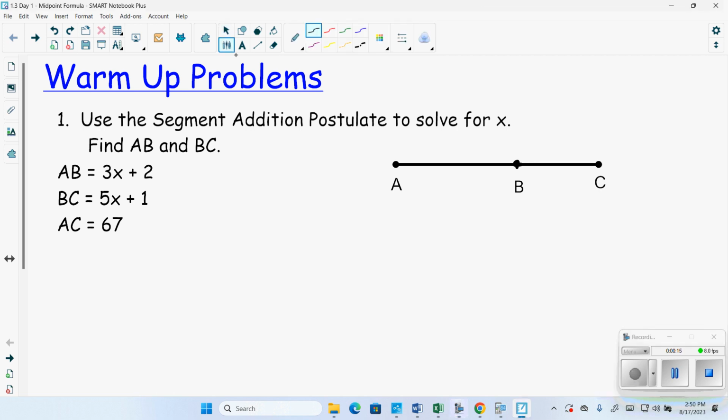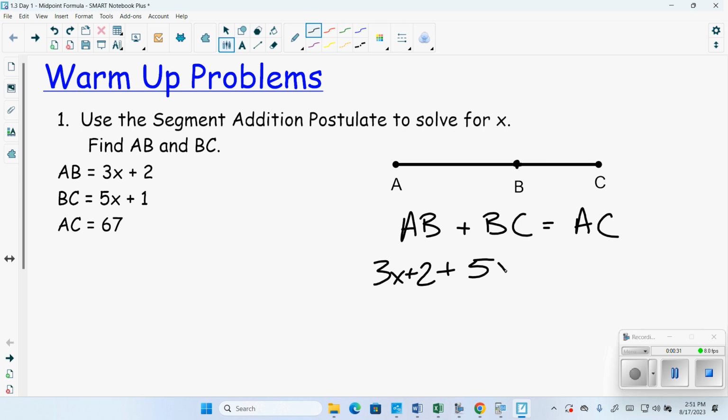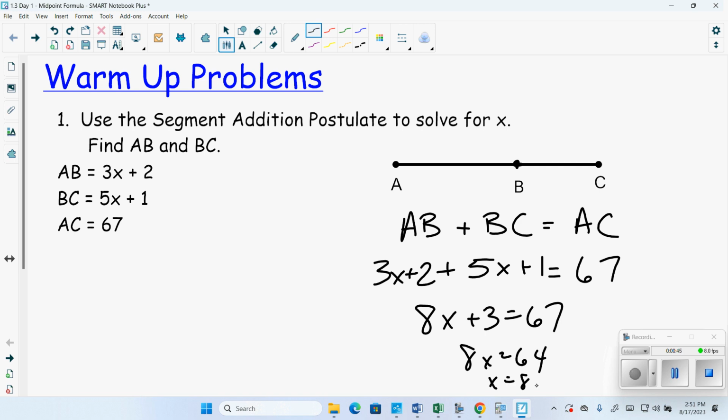The segment addition postulate that we've already done basically states that I'm going to take the small segments, AB plus BC, and it would equal AC. In this question, AB is 3x plus 2, BC is 5x plus 1, and it equals 67. So now, just a little algebra: adding like terms, subtracting 3, and dividing by 8. So x equals 8.